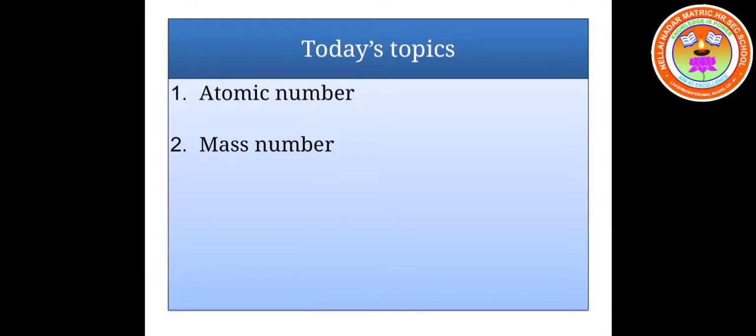Each element in the modern periodic table is represented by two important numbers. They are atomic number and mass number. For each element, individual atomic number and individual mass number are there. We know that the elements are arranged in the increasing order of their atomic numbers in the modern periodic table. So children, in today's class, we are going to learn in detail about atomic number and mass number for various elements.